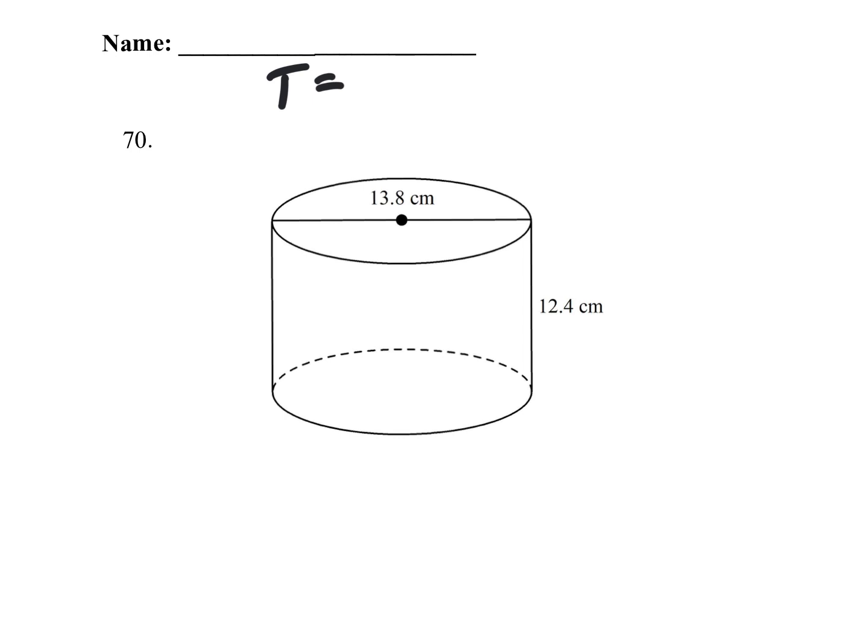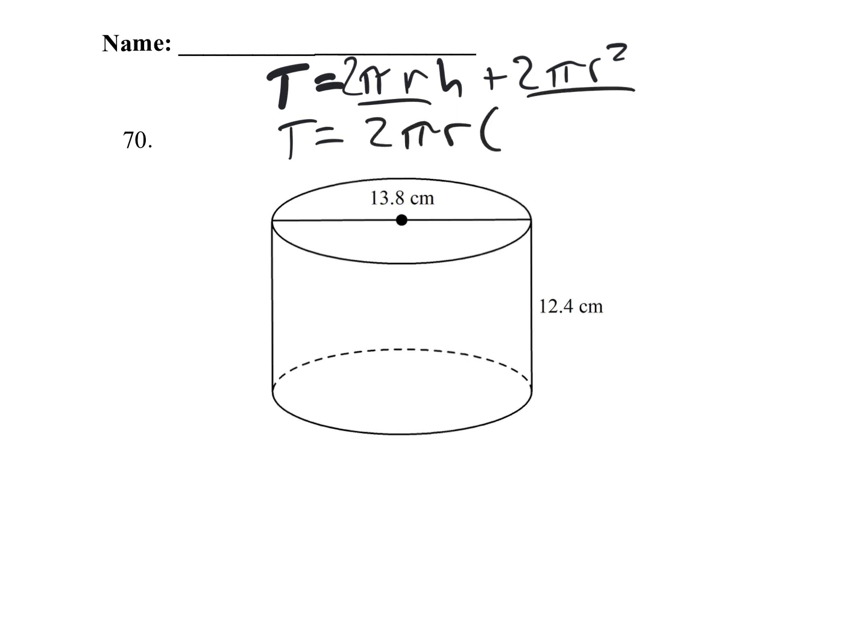We could do the sides, which would be 2 pi r times height, plus the top and bottom, which is just circles, so 2 pi r squared. Or the one I like to use is where we factor out the 2 pi r in each of these. We put the 2 pi r up here, and then we do h plus r. It's really the same formula. It's just two different versions.